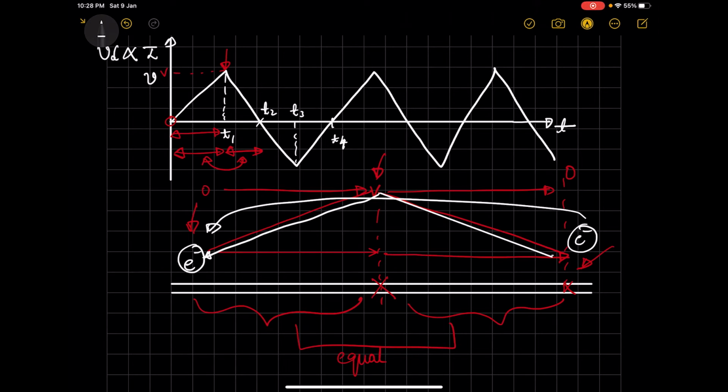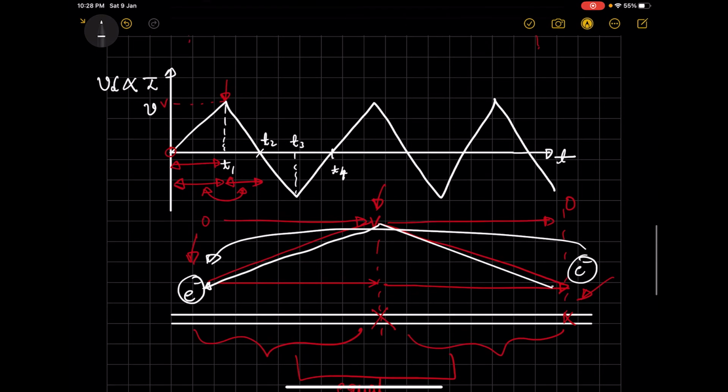That completes the full cycle of an electron in an AC signal. So let's see how the graph shows this. As you can see, from 0 to t1 the velocity increases, from t1 to t2 the velocity decreases. But the point to note here is that the electrons are still moving in the forward direction. They have not changed their direction yet.